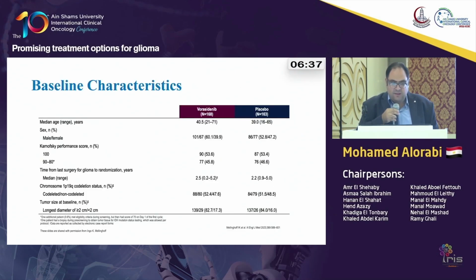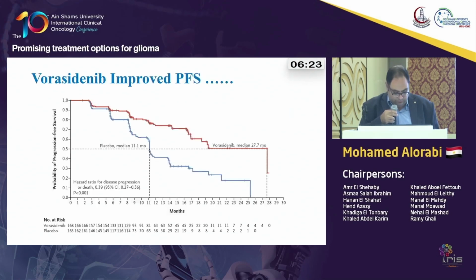As we can see, the two groups were well balanced. The median age in the vorasidenib group was 40.5 years versus 39 in the placebo. Most patients had a residual tumor above 2 centimeters. Here we can see that the addition of vorasidenib improved progression-free survival markedly. The curves are very well separated.